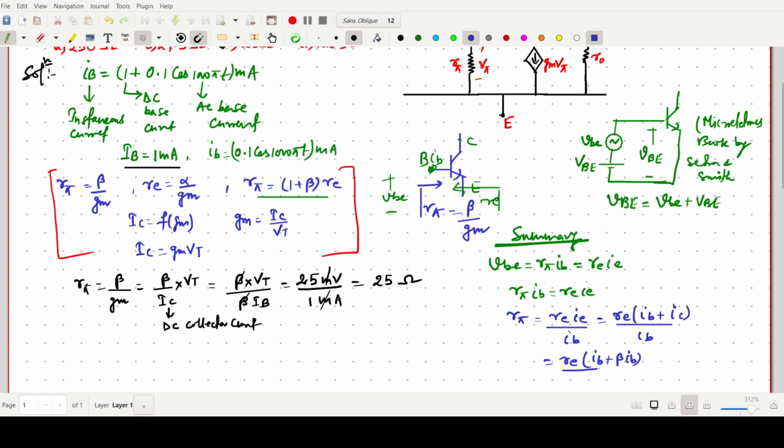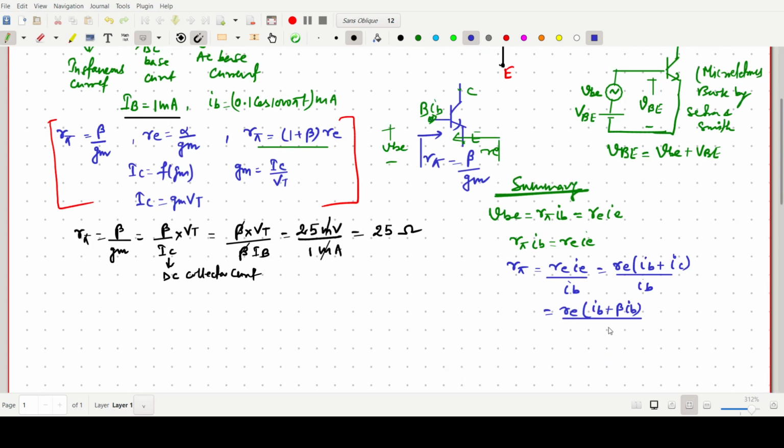All are AC currents, because the symbol and subscript are in small letters. So ib will be cancelled, and we can simply write beta plus 1. So R pi equals beta plus 1 times Re. This is one formula. Similarly, R pi equals beta by Gm and Re equals alpha by Gm. These are some facts.